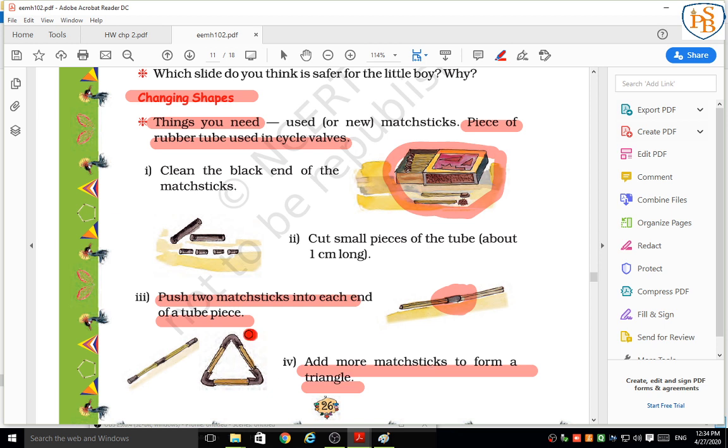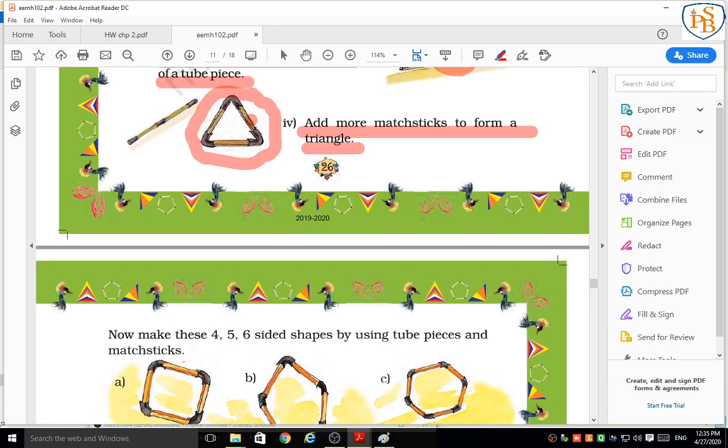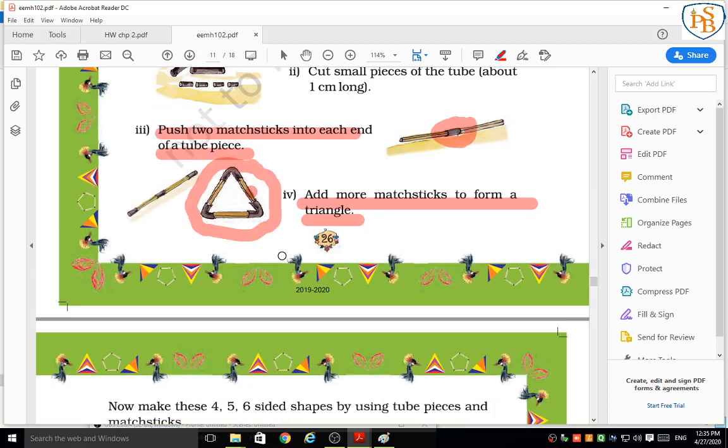Okay, then like that you have to form 1 triangle having 3 matchsticks and 3 small pieces of tube. Just push these matchsticks into the tube, you will get 1 triangle. Done student, activity is done. Like that you have to form, here we formed 1 triangle of 3 sides.